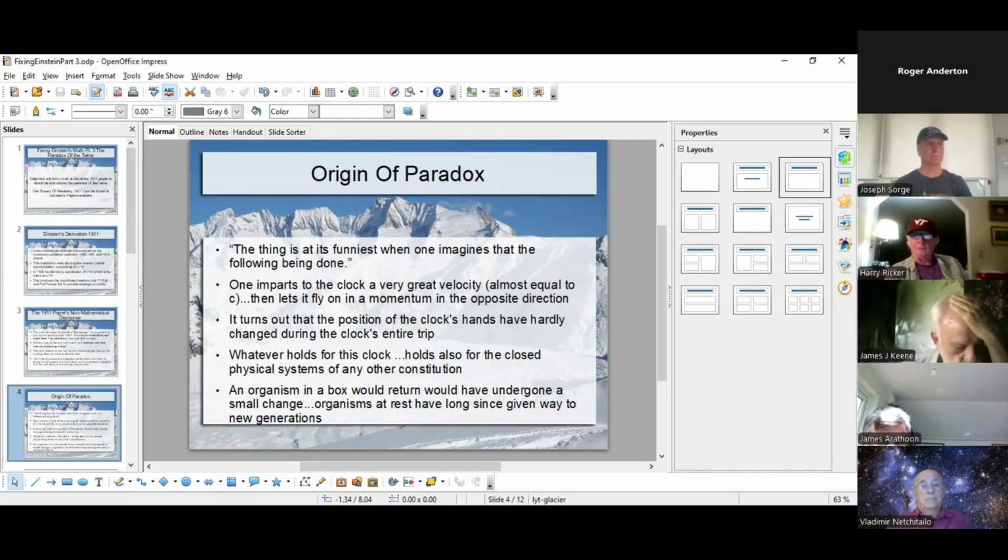Organisms at rest have long since given away to new generations. So in other words, when the organism in the box, he doesn't say human, just says organism. He's putting the human or the astronaut into it. The twin paradox part gets put in later by other people. So he's saying that the twin gets out there, he's accelerated to near the speed of light, and then when it comes back, the organism is still alive, but organisms that were at rest on the earth have all died and passed away. And that's all right.